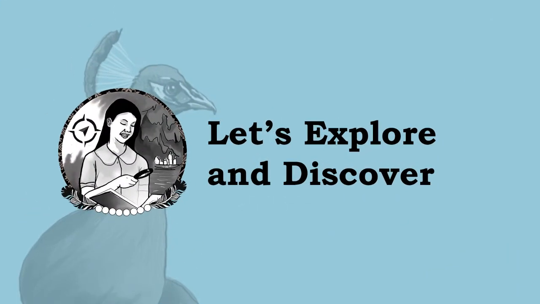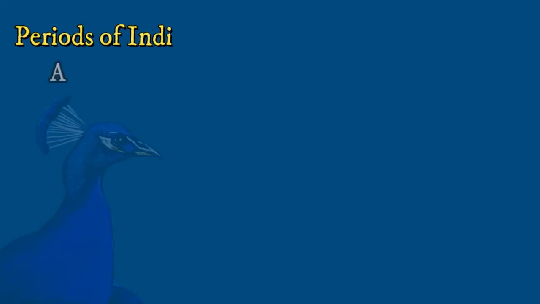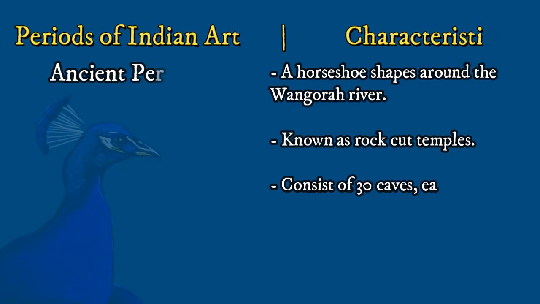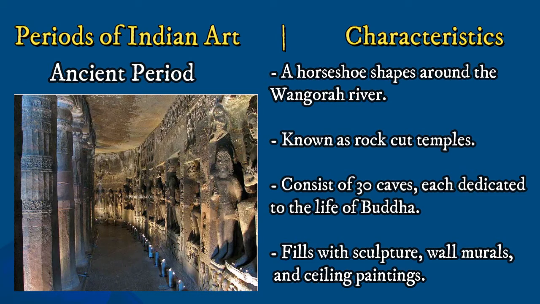Let's explore and discover. These are the periods of Indian art and their characteristics. Ancient period: a horseshoe shape around the Waghora River, known as the rock-cut temples, consists of 30 caves, each dedicated to the life of Buddha, filled with sculpture, wall murals, and ceiling paintings.